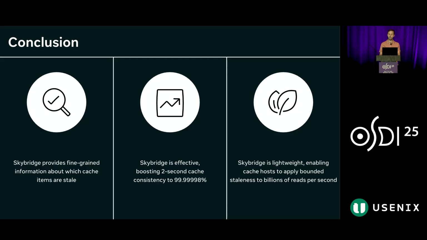So in conclusion, Skybridge provides fine-grained information about which cache items are stale for cache hosts. Skybridge is effective, helping boost 2-second cache consistency to almost 7 nines. Finally, Skybridge is lightweight, enabling cache hosts to apply bounded staleness to billions of read requests per second while only requiring a small amount of resources.